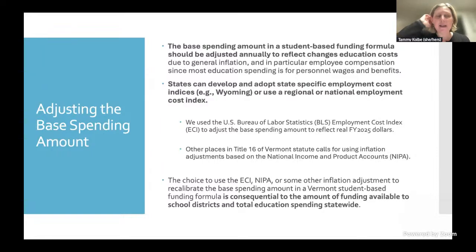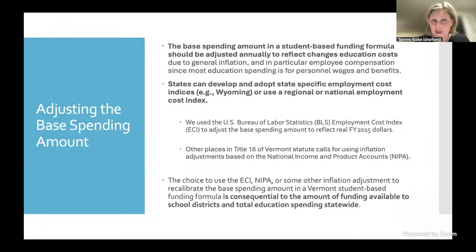The last point I want to make is the base spending amount in a student-based funding formula has to be adjusted annually to reflect changes in education costs. And the changes in education costs could be just due to general inflation, but in particular, a key point that we have to keep in mind when we're dealing with base spending for education programs is the fact that the bulk of that spending is for personnel. And so we have to be attentive, when we're doing those annual adjustments, to make sure that those annual adjustments are accurately reflecting, right, changes in employee compensation, wages and benefits.